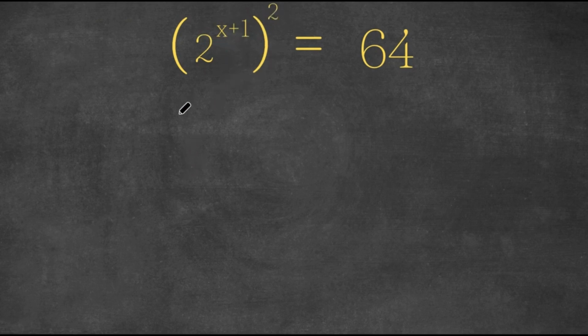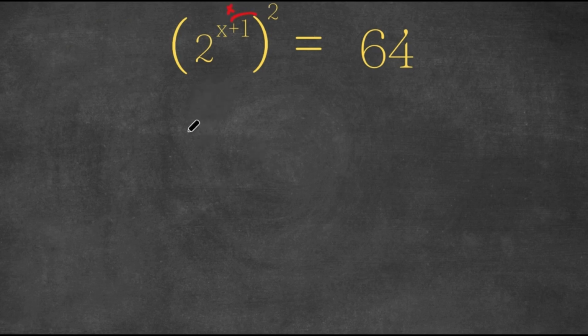Whenever we have, let's say, (a to the power of b) to the power of c, this is also equal to a to the power of b times c. So these two exponents simply multiply. So for this term, we have (2 to the power of x plus 1) to the power of 2, meaning that these two terms are going to multiply.